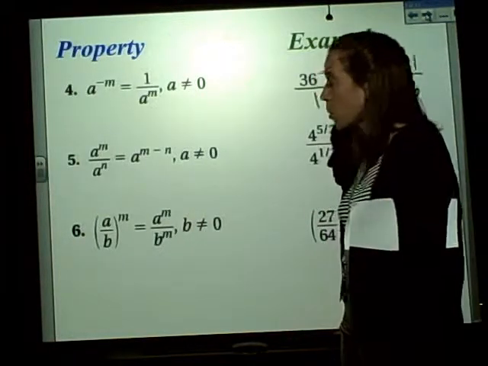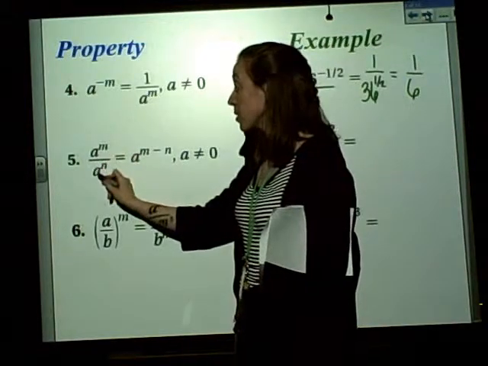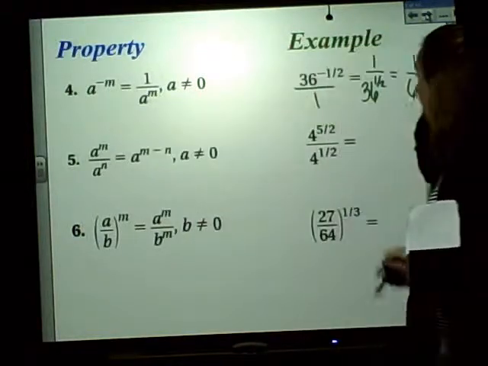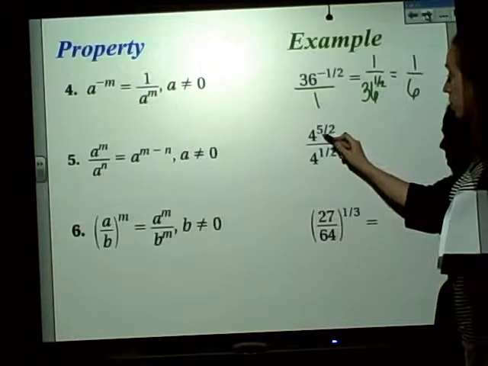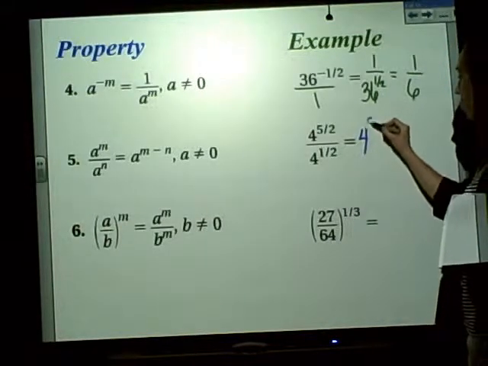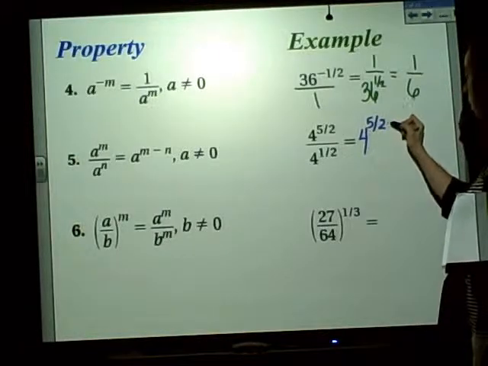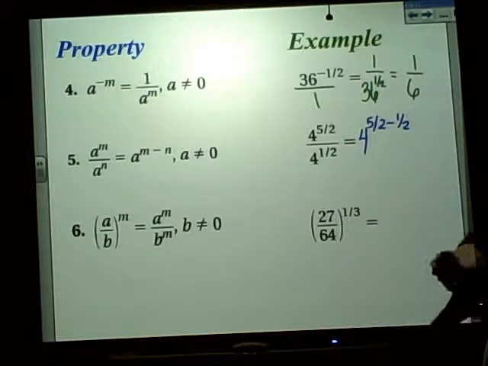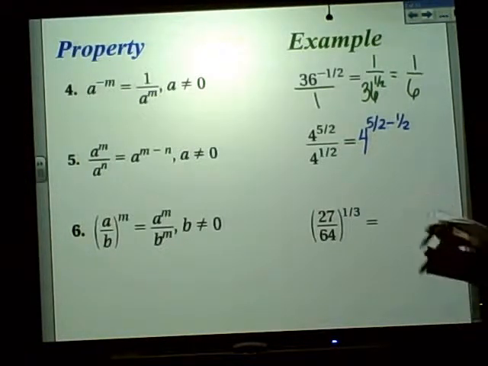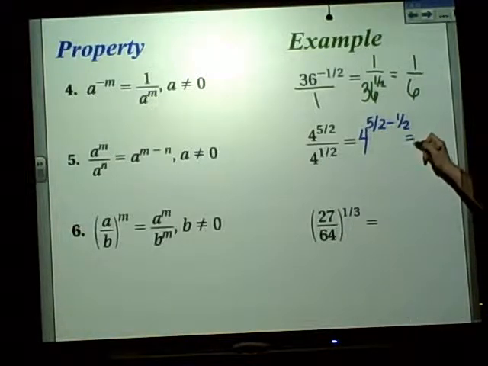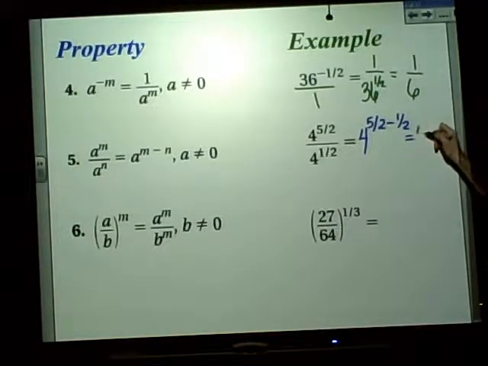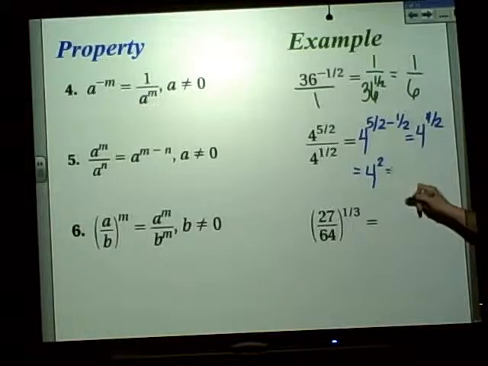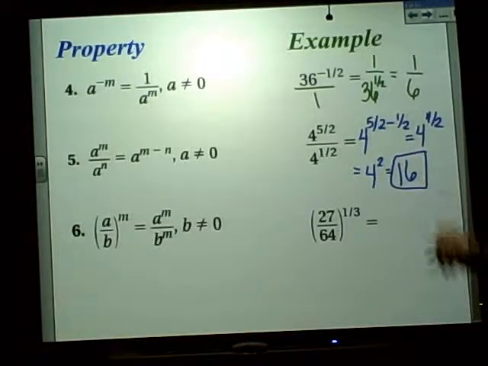This next one here is the quotient property. If we have the same base but different exponents, I'm going to subtract my exponents, the top minus the bottom. Same base here, so we're going to subtract our exponents. We're going to go 4 to the 5 halves minus 1 half. Always start with the top. Then if you end up with a negative, you can either flip it or leave it where it is. So this leaves me 5 halves minus 1 half is 4 halves, which is just 2. And I know that 4 squared is 16.